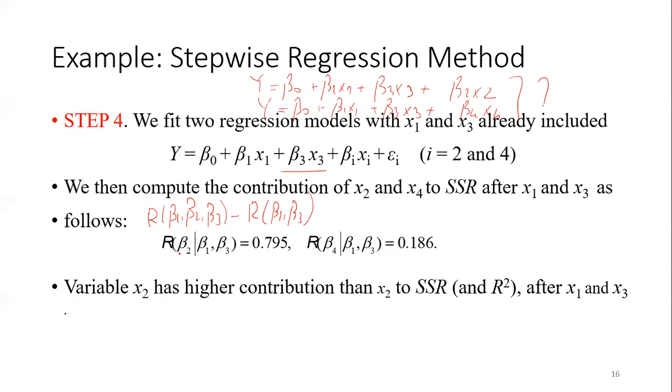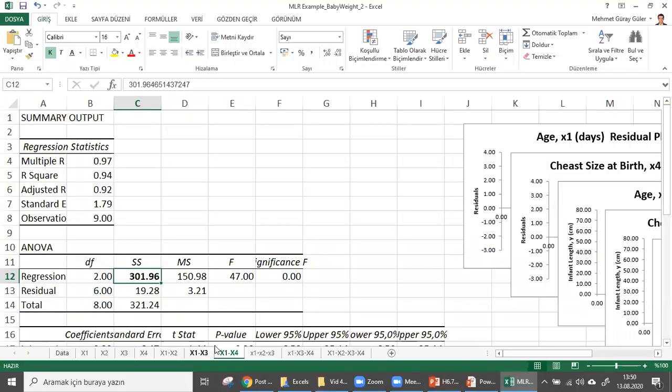This just gives you the contribution of beta 2 when you have beta 1 and beta 3 existing in your model. And similarly, this one, so I can just write this. This is R of what? Beta 1, beta 3, beta 4, minus R of what? Beta 1 and beta 3, right? So this one just shows you the contribution of beta 4 when beta 1 and beta 3 exist in the model.